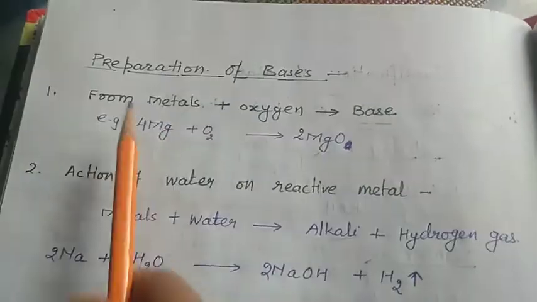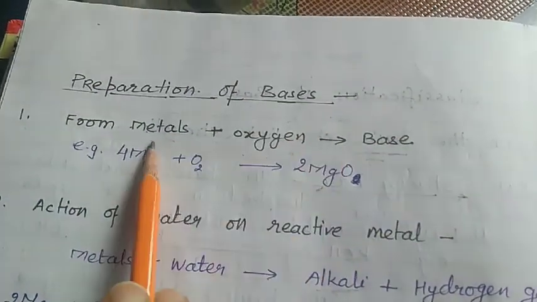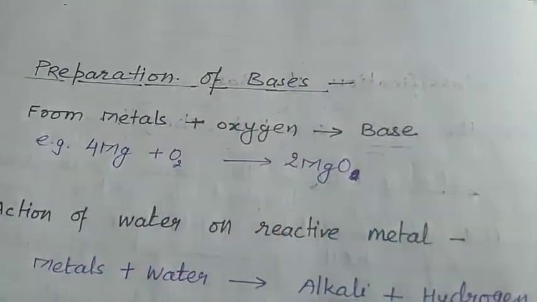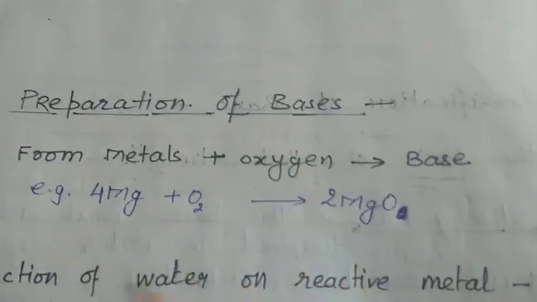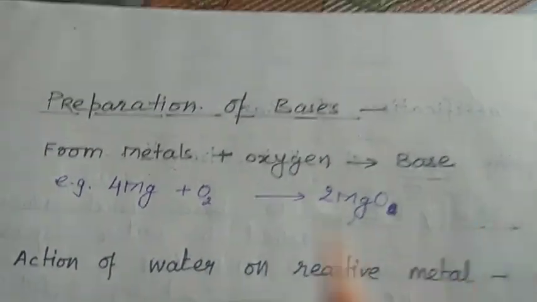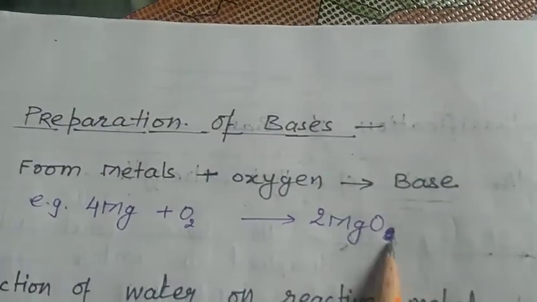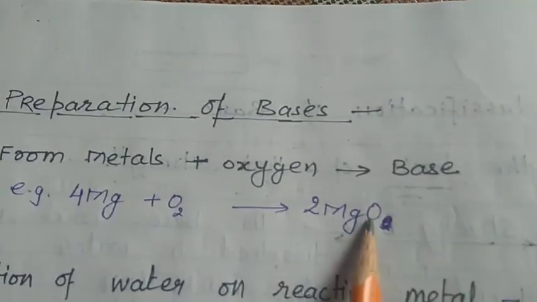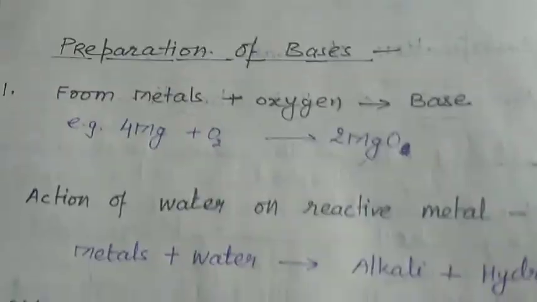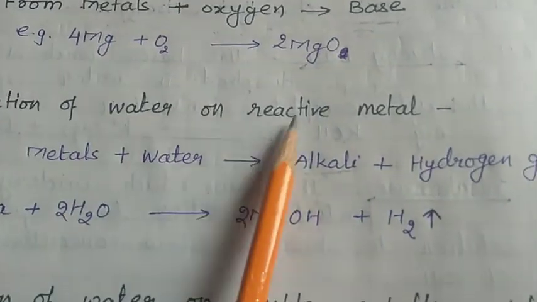Okay, now first is from metal and oxygen. Metal plus oxygen gives you base. Simple, you know that metal oxides are basic in nature. So that means if metal and oxygen react, they will give you the corresponding metal oxide, and hence you will get the base. Second is action of water on a reactive metal.